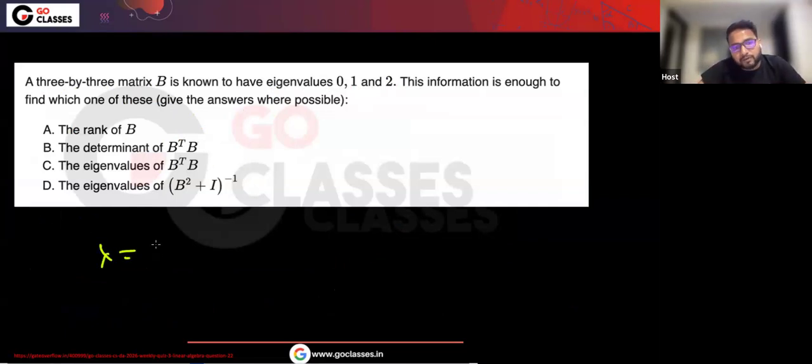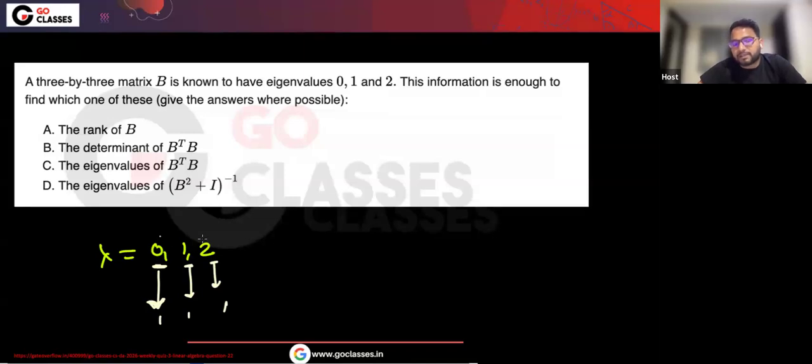So they are saying the eigenvalues are 0, 1, 2. Three distinct eigenvalues you have. Now can you tell me, corresponding to 0, how many linearly independent eigenvectors will be there? Exactly one corresponding to each, right? Are you getting my point?